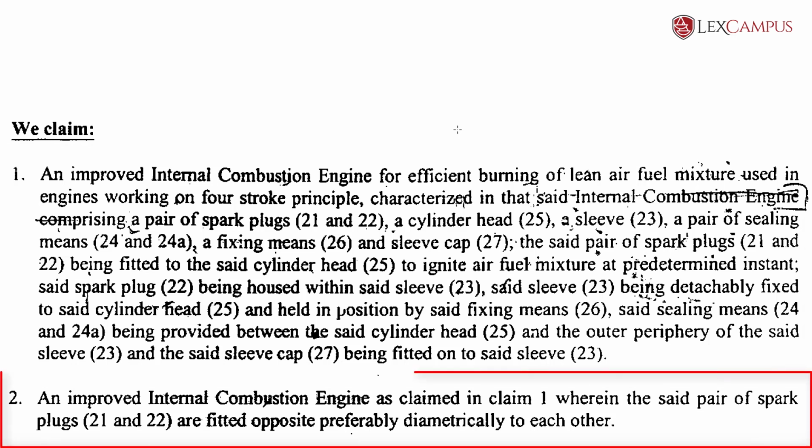Now claim 2 is a dependent claim. It satisfies all the requirements of a dependent claim. The preamble is shorter. The improved internal combustion engine as claimed in 1. It has eliminated the for efficient burning of lean air fuel mixture used in it. All that is removed in the preamble, because it cross refers to an earlier, independent claim, so it's much shorter. The preamble can also cross refer to a dependent claim, but in this case it's an independent claim, wherein the said pair of spark plugs are fitted opposite, preferably diametrically to each other. Here you have an independent claim and a dependent claim.